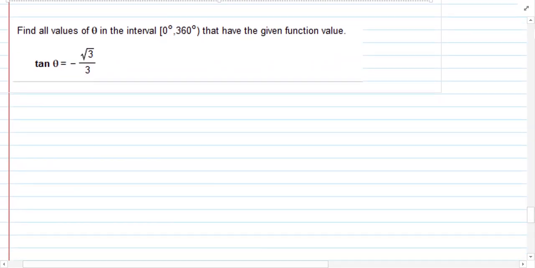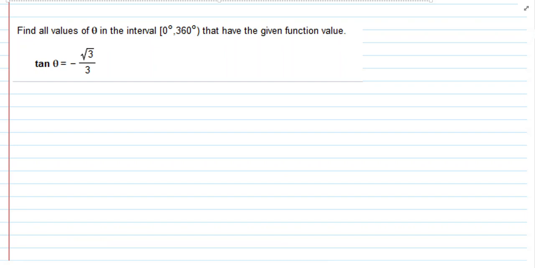So now we're using that unit circle to figure out all the values between 0 and up to 360 that have the given function. The tangent is the square root of 3 over 3.